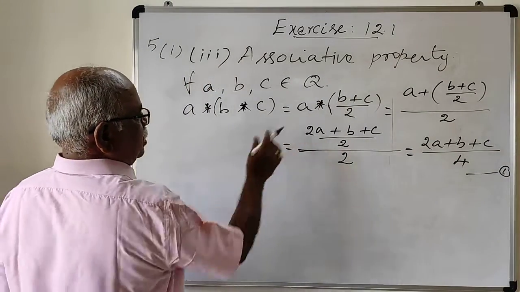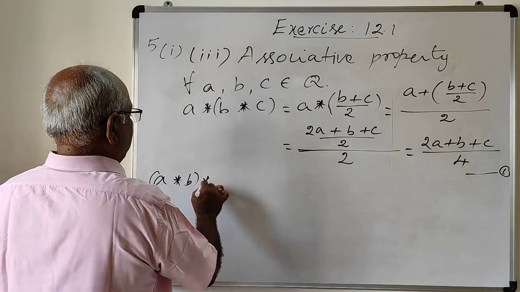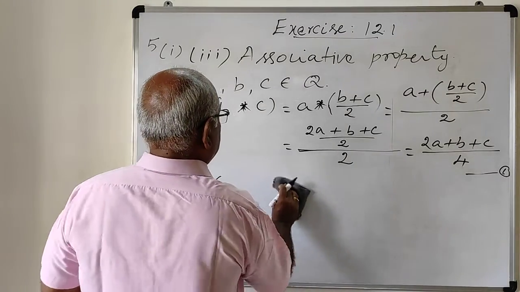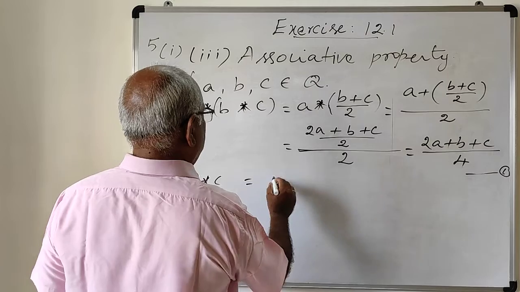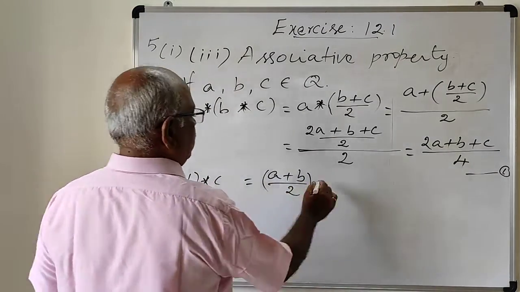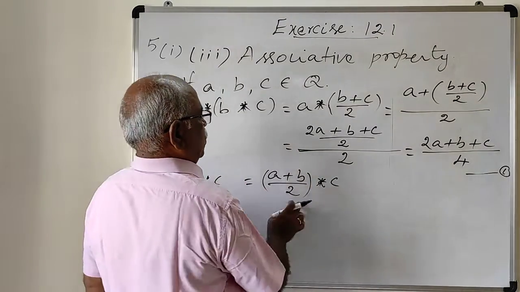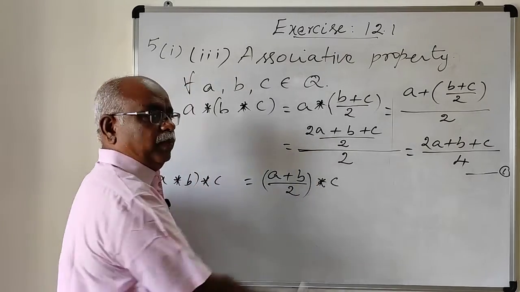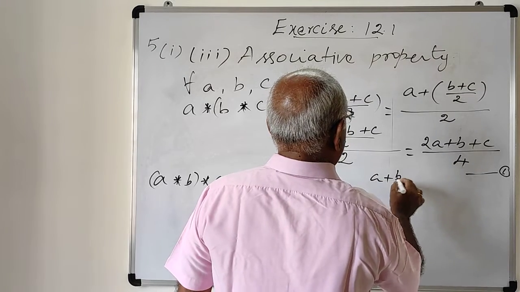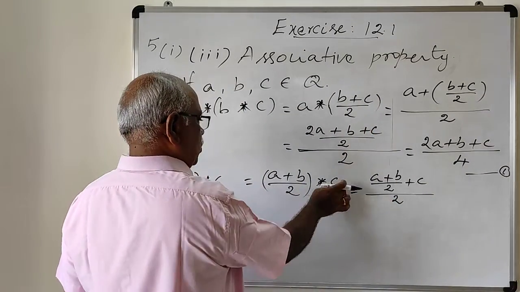This is a star (b star c). Now, (a star b) star c. In this case, a star b is (a plus b) by 2, so it is ((a plus b) by 2) star c, which is ((a plus b) by 2 plus c) the whole divided by 2, by definition of star.